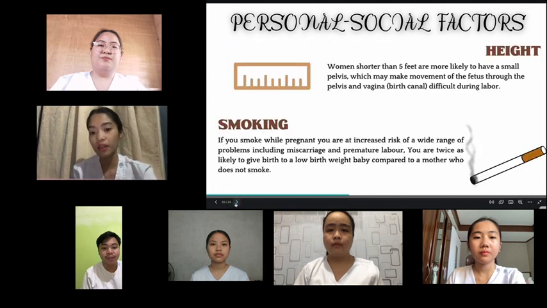Height. Women shorter than 5 feet are more likely to have a small pelvis, which may make movement of the fetus through the pelvis and vagina or birth canal difficult during labor. Next is smoking. If you smoke while pregnant, you are at increased risk of a wide range of problems including miscarriage and premature labor. You are twice as likely to give birth to a low birth weight baby compared to a mother who doesn't smoke.